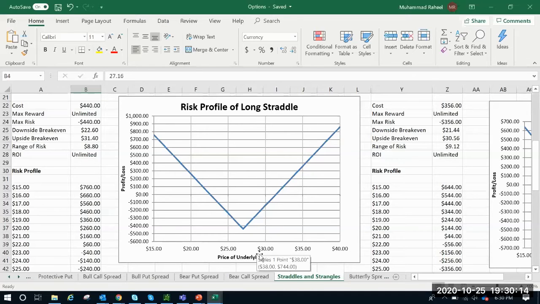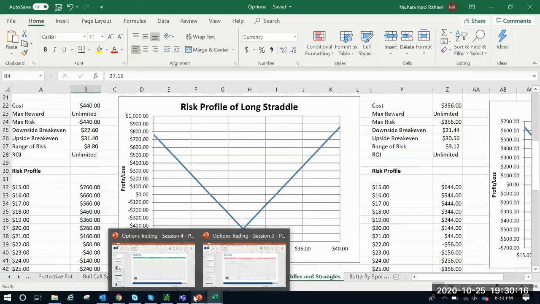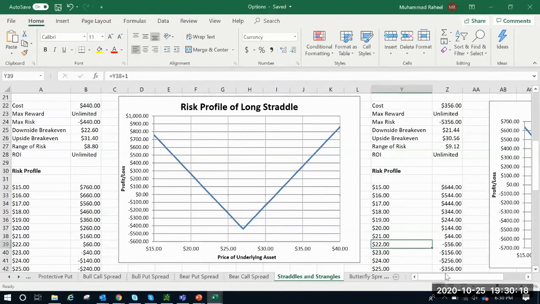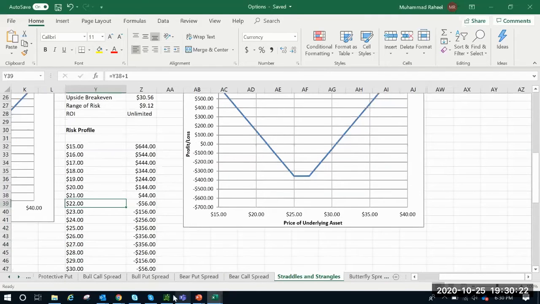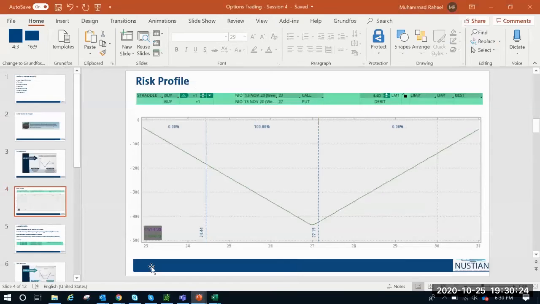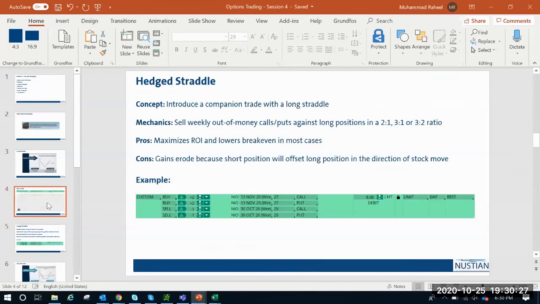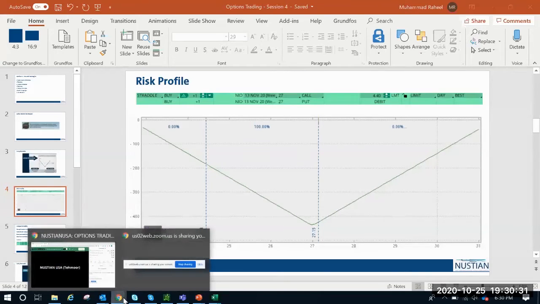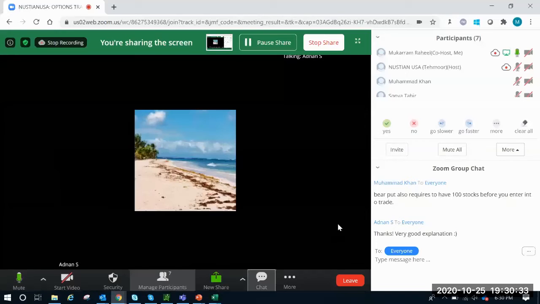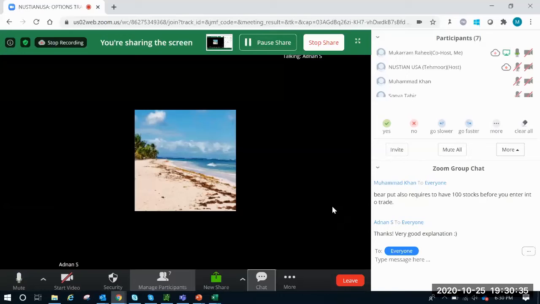our next strategy, which is the Condor. It's a Condor. But before, let's talk about Strangle first, okay? Because that's another important one.